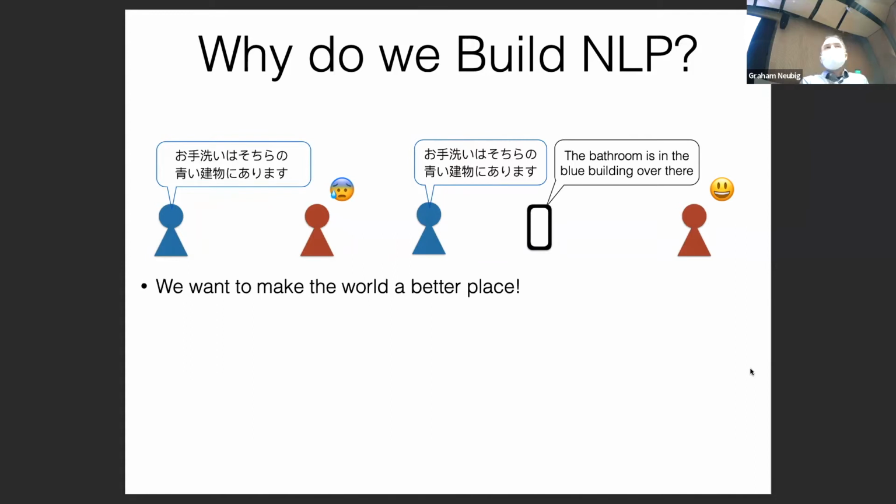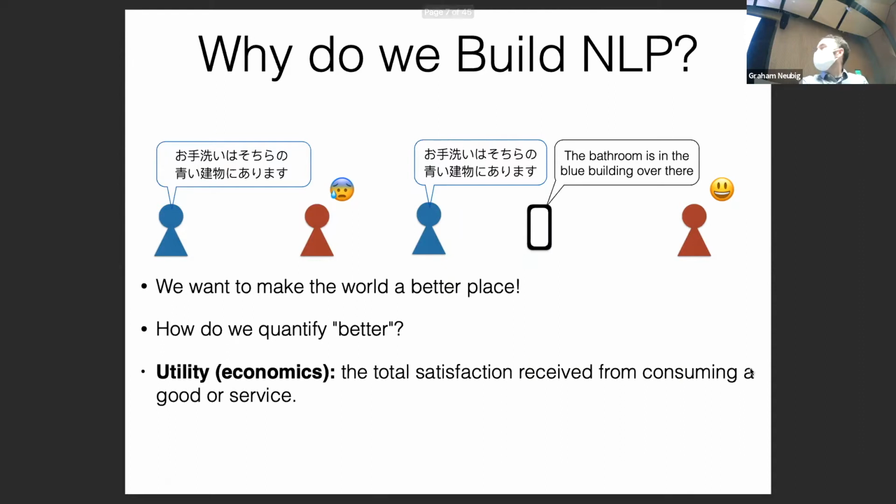So we want to make the world a better place. At least that's a lot of the motivation. And one question is, how do we quantify better? I did a minor in economics, and one way we quantify this in economics is through a concept called utility, which is basically the total satisfaction received from consuming a good or service. So if we think of NLP technology as a good or service, or something that's contributing to a good or service, then we could measure this through the utility derived by using that technology.